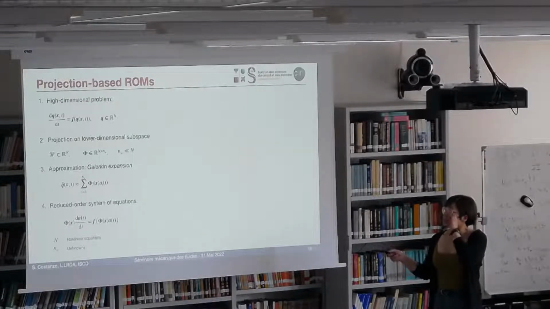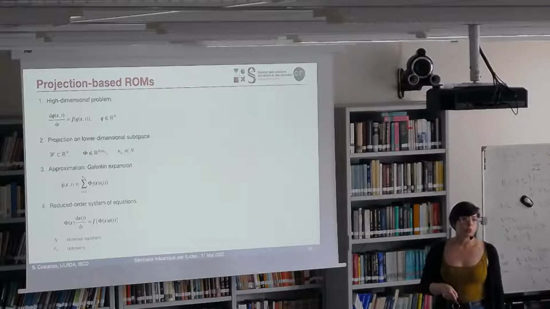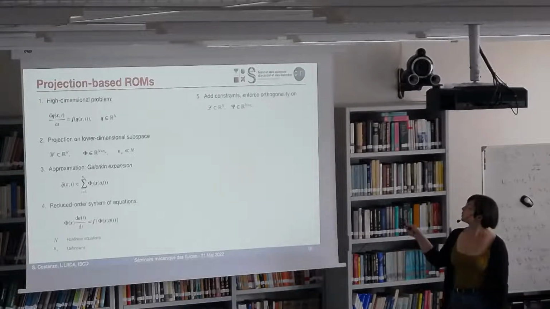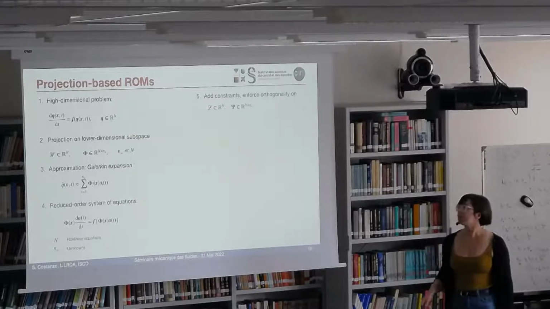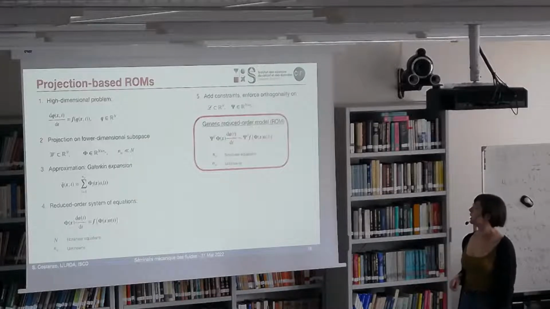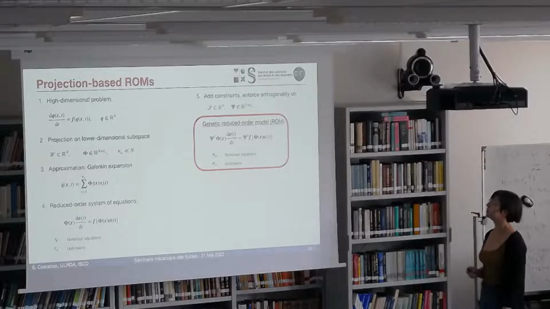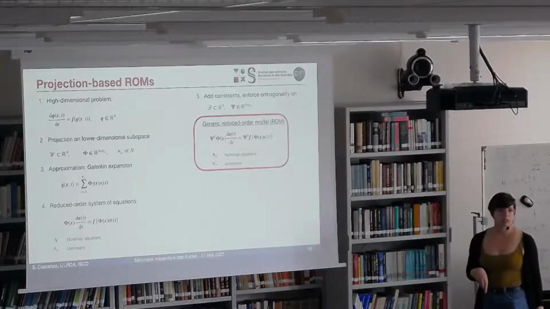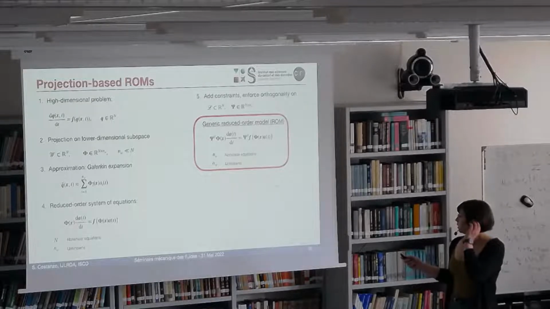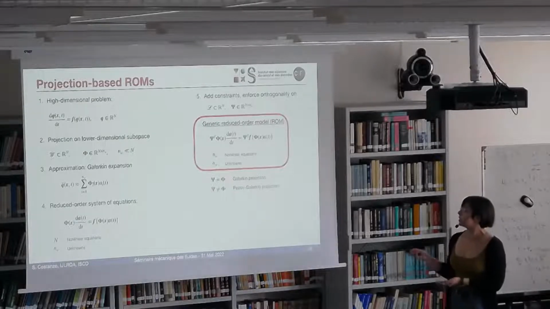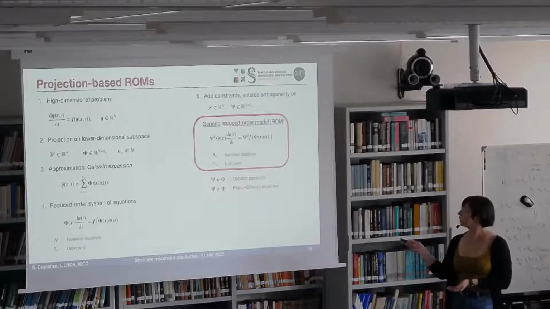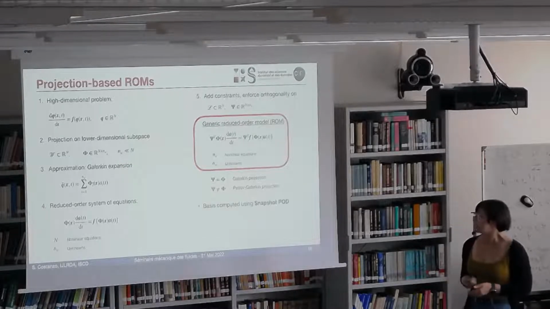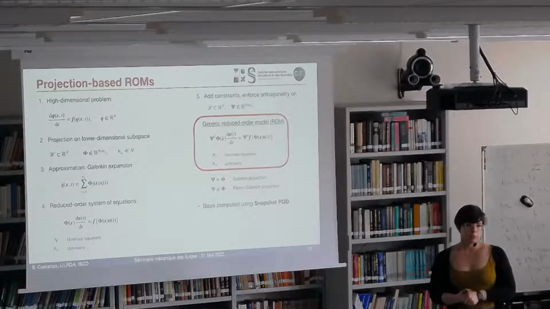In this case, now we have n nonlinear equations and nw unknowns. So we have to add constraints, enforcing the orthogonality on another test subspace, and finally we are able to get the generic reduced order model with two spatial bases, and the unknowns are still the temporal coefficients. When the two bases are the same, we talk about Galerkin projection. When the two bases are different, we talk about Petrov-Galerkin projection. The bases are usually computed using snapshot POD.